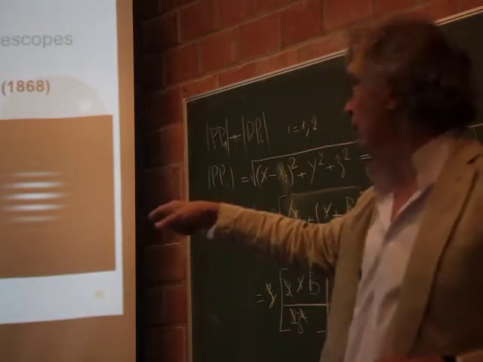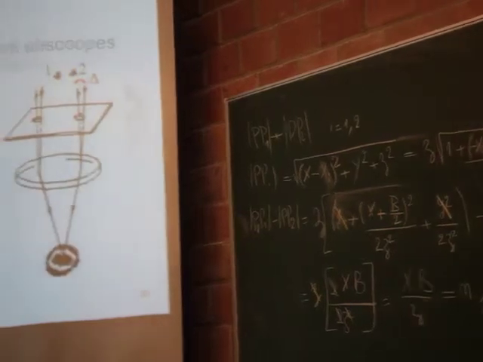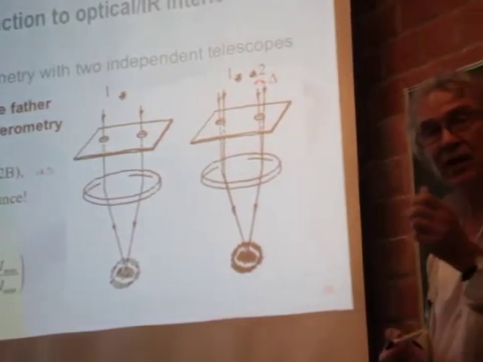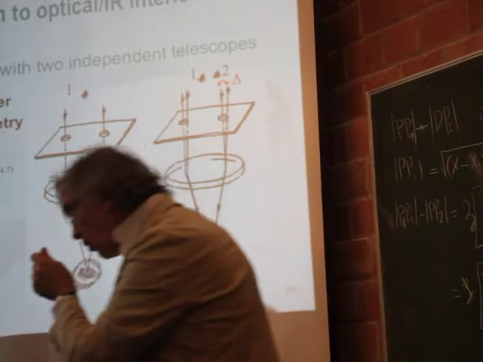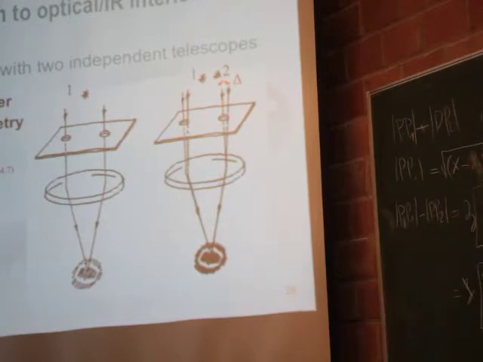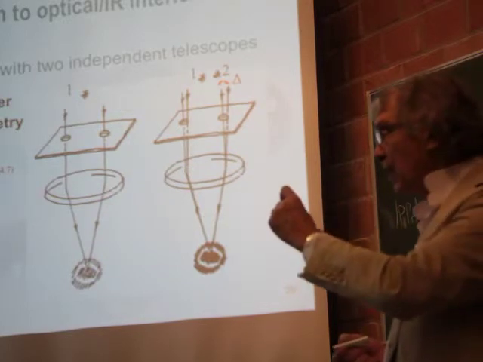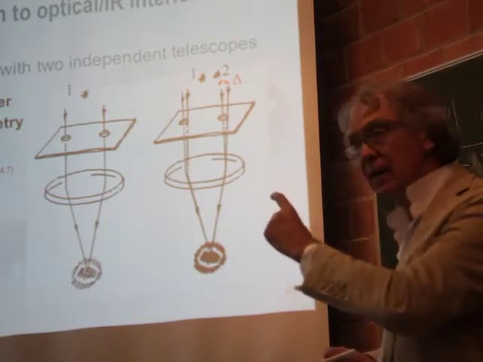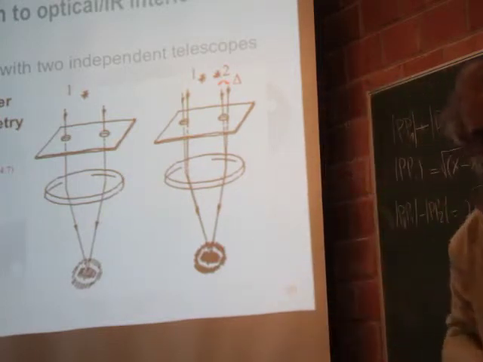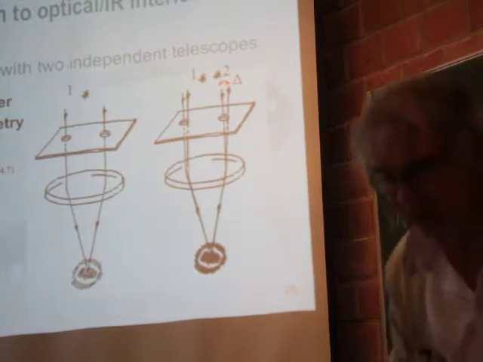Okay, now I come back, before making the experiment, I come back here. What Fizeau had noticed is that when he was using such a screen with two holes, he had the impression that as he was getting closer to the light source, the visibility of the fringes was disappearing. So he would lose the fringes. Or if he would make the angular separation between the two holes too big, he would also lose the visibility of the fringes.